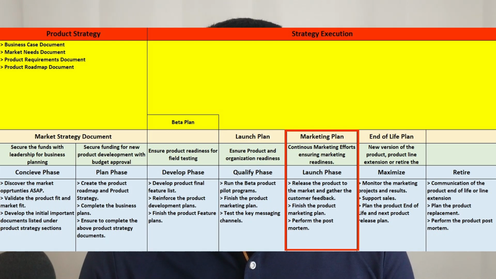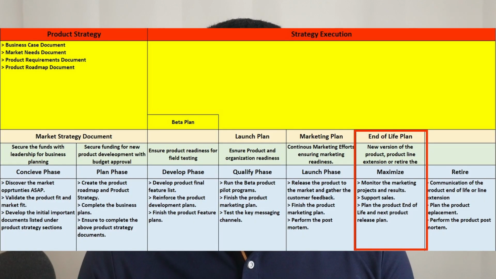So the next phase is the launch phase, right? Now that is where the go-to-market strategy kicks in. Time to bring the product to the market, a very exciting time. So during this phase, you finalize the marketing plan and gather early feedback. You make sure the marketing and sales teams are ready to push the product, right?